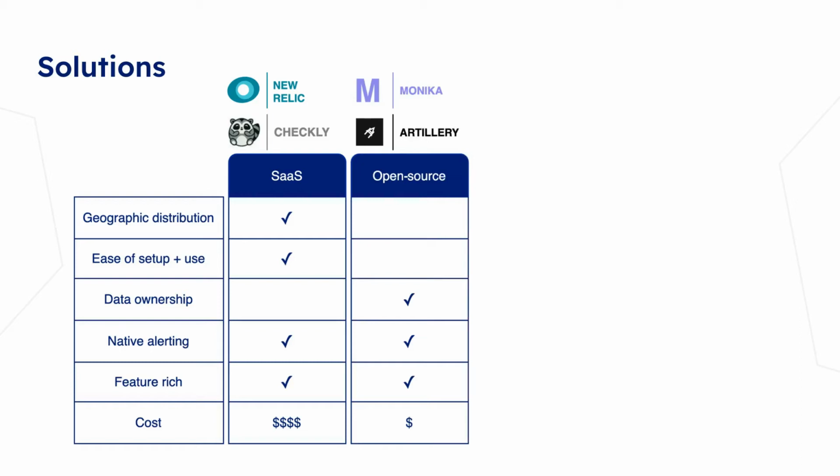On the other hand, choosing an open source active monitoring product allows users to maintain complete control over their data. One drawback of these solutions is that they do not typically offer geographic distribution of tests, at least in their free tiers. Additionally, these solutions are more laborious to set up and use as compared to their SaaS counterparts. Both Monica and Artillery, for instance, are set up via a multi-step process, and tests are configured via YAML. There is no UI.